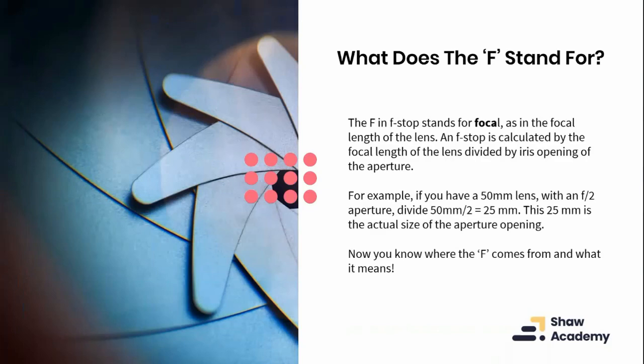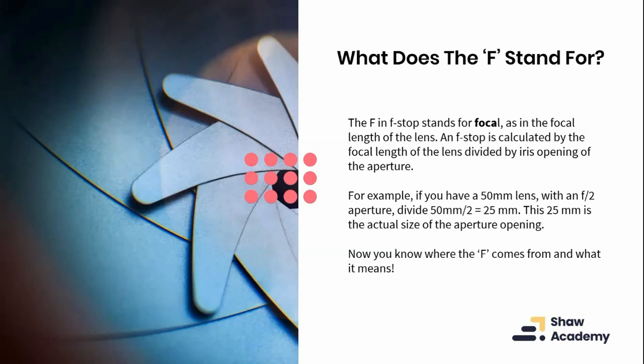Now, a question that I get asked very frequently is, what does the F stand for in f-stop? Well, the F stands for focal, as in the focal length of a lens. So an f-stop is calculated by the focal length of the lens divided by the iris opening of the aperture. For example, if I have a 50 millimeter lens at f2 aperture, I simply divide 2 into 50 millimeters. That means 25 millimeters is the actual size of the aperture opening at f2. That's quite technical, but for those of you who are technically minded, you're probably wondering where that comes from.